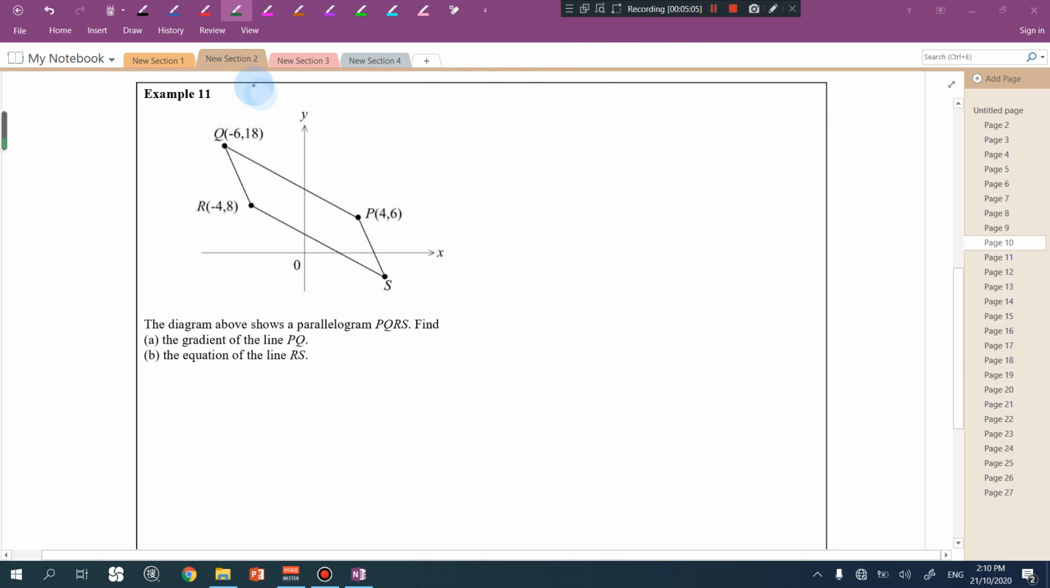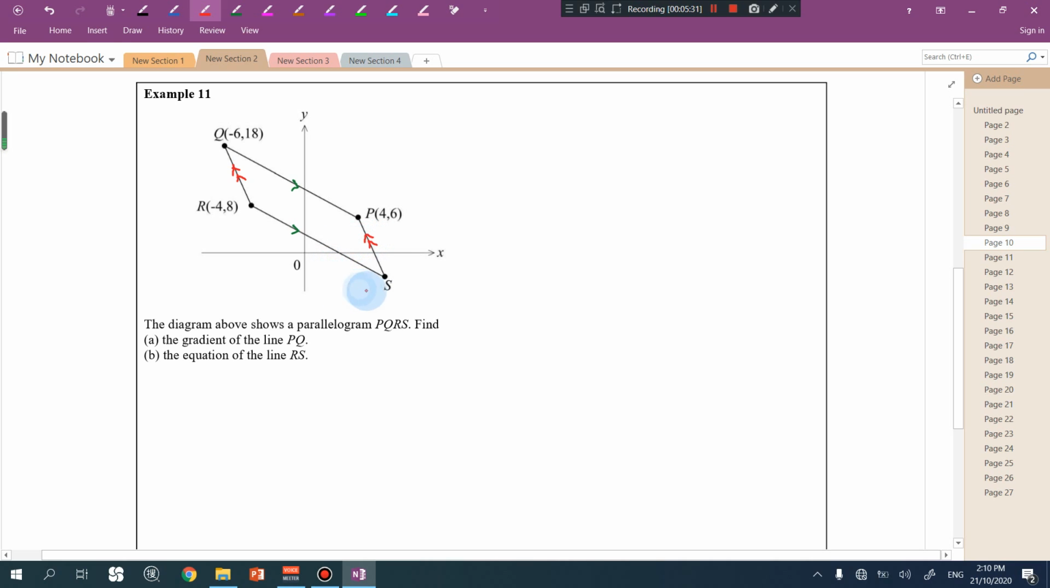Now let's look at example number 11. I have a parallelogram here. When you see a parallelogram, you know that these two sides are parallel to each other, so they have the same gradient. And these two sides are parallel to each other, they have the same gradient as well. So this and this have the same gradient, and this and this have the same gradient. This and this have different gradients.